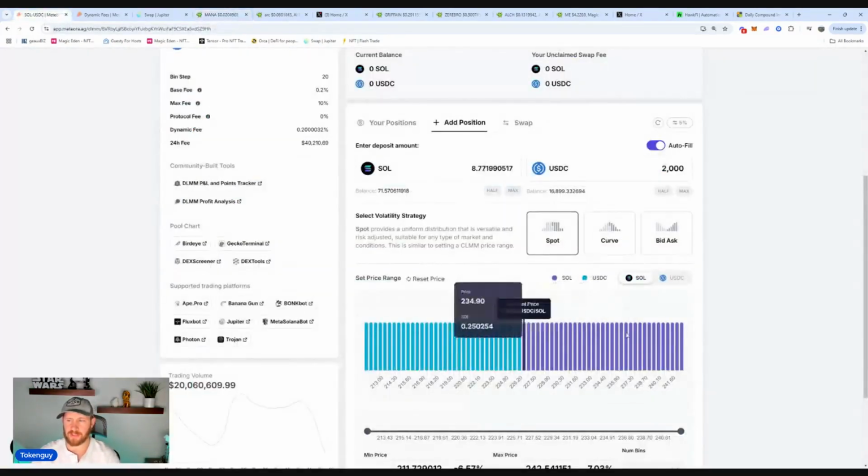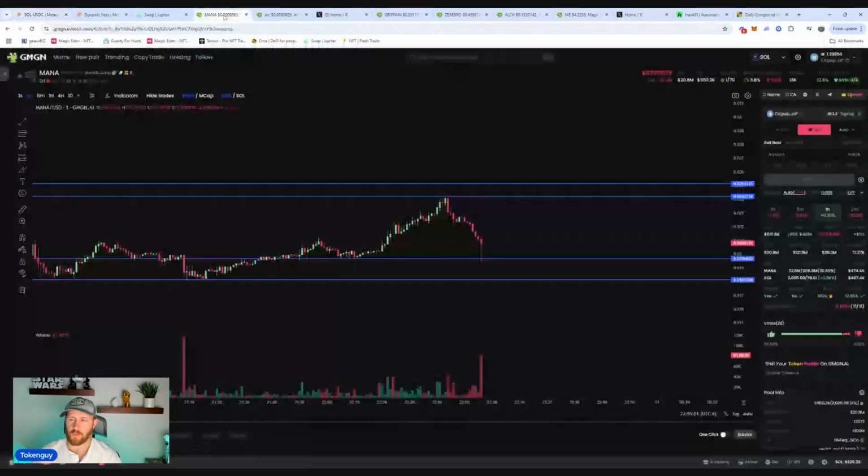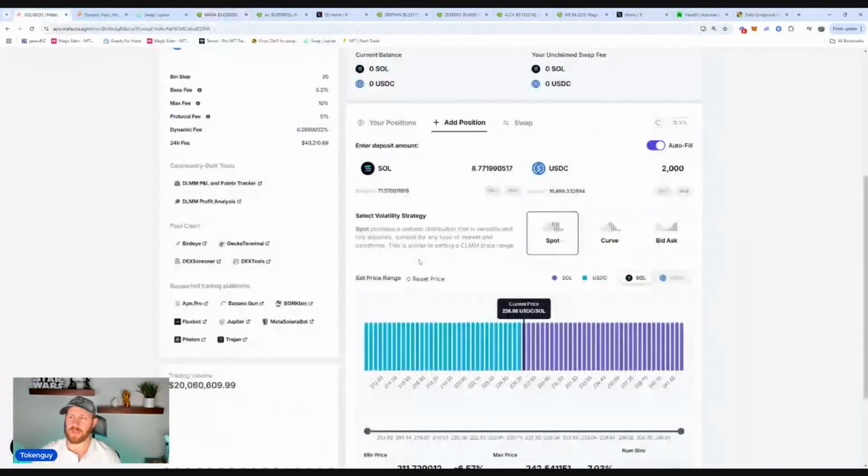And I'll also be looking at this as well to determine how far down this is and match it up to the actual charting that I'm looking at here to determine when to get in and out. And then I just come over here and close out the pool.